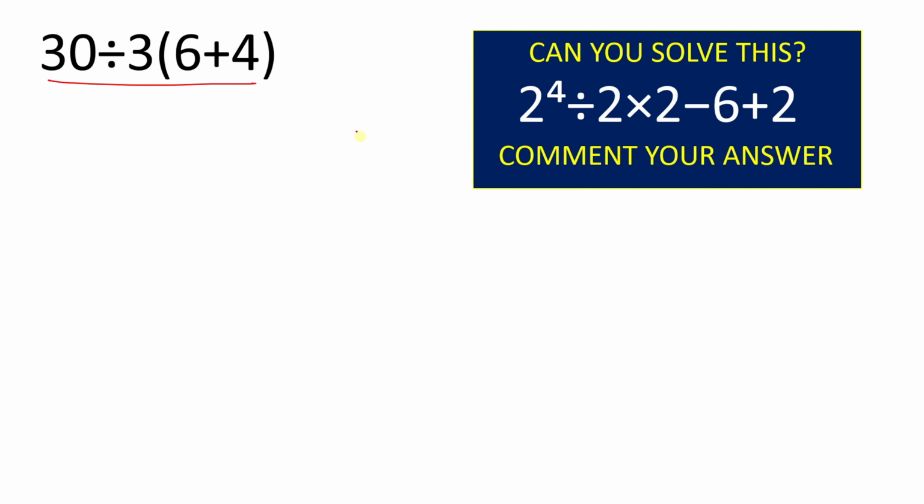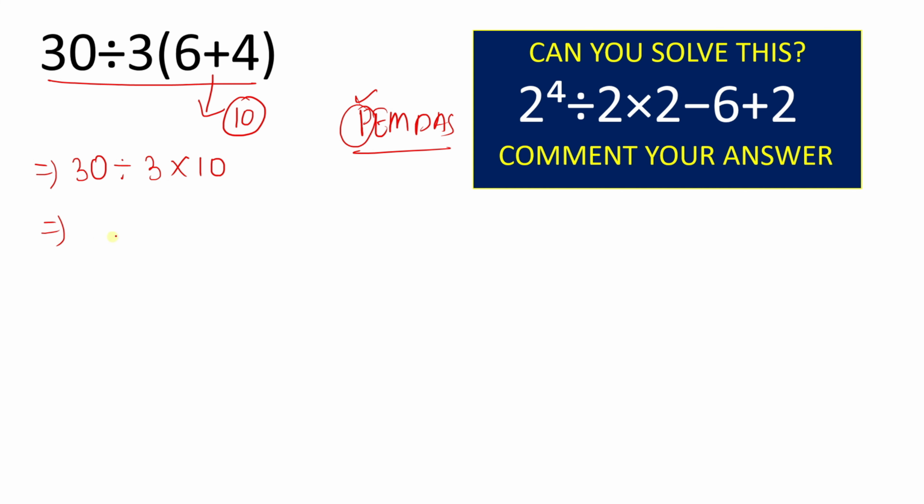So we will solve with the help of the order of operations, the PEMDAS method. We will solve first the parentheses. Inside that parenthesis we have 6 plus 4, which will give the result 10. So we can write 30 divided by 3 times 10. Now, 30 divided by 3 times 10 equals 30, and 30 divided by 30 will give the result 1.